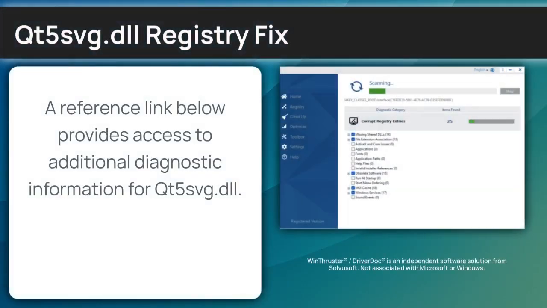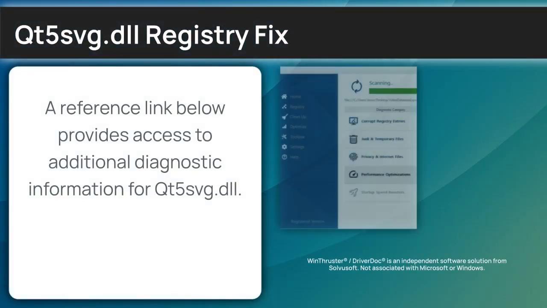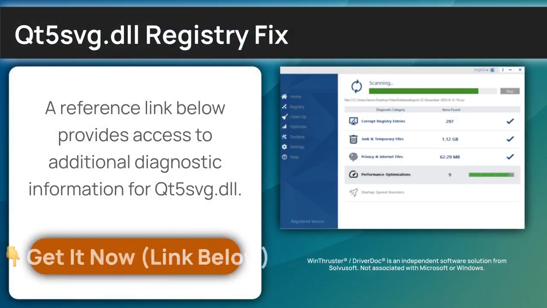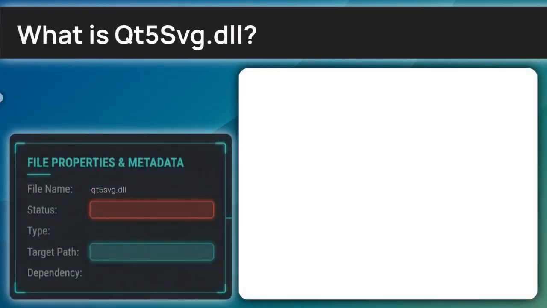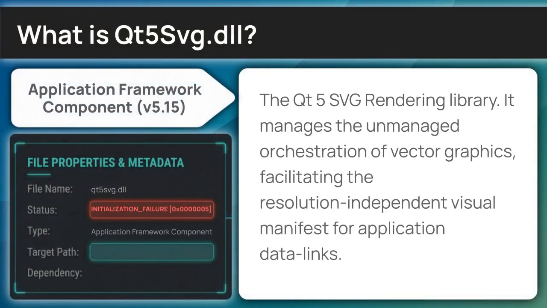To kick off the qt5svg guide, I've provided an official resource for maintaining a healthy and synchronized workstation. This is the qt5svg Rendering Library. It manages the unmanaged orchestration of vector graphics, facilitating the resolution-independent visual manifest for application data links. With the why out of the way, let's focus on getting you running again.